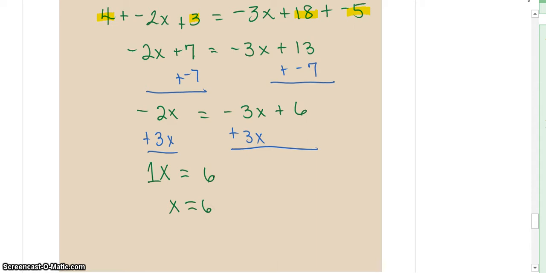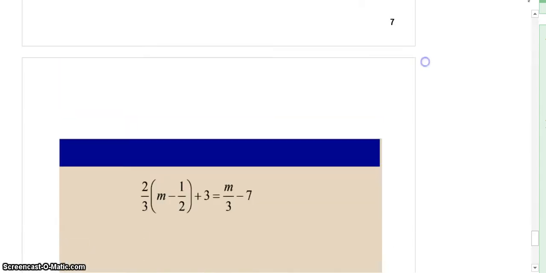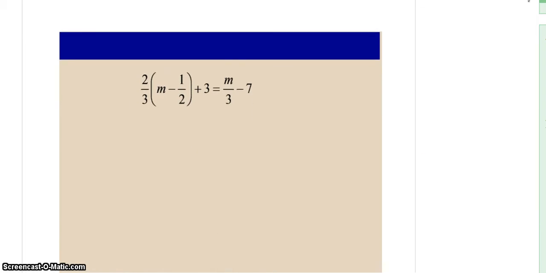I'm going to skip the check step, although I have it in the completed notes, and we're going to move on to the next equation. So in this equation, I'm going to get us started and then have you finish it. I'm going to break it down to help cut down on carelessness.